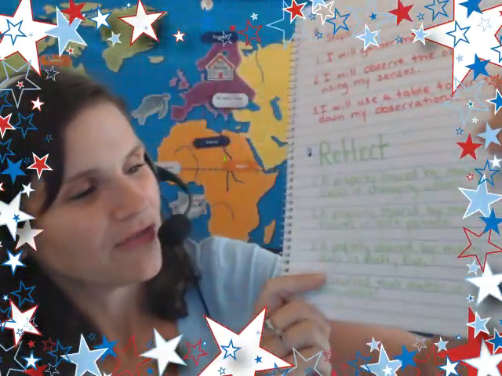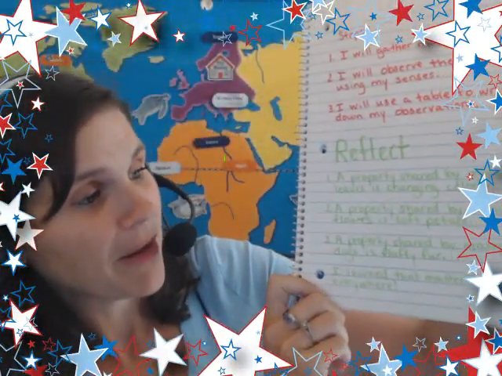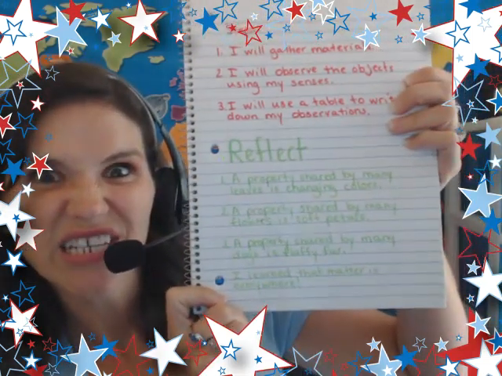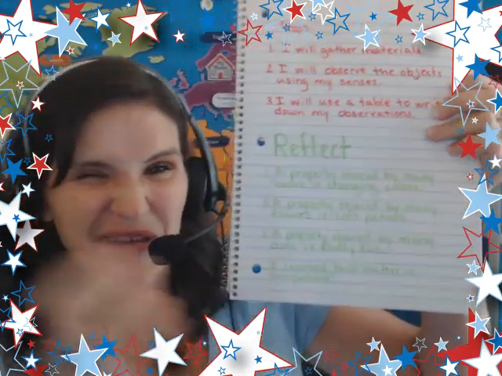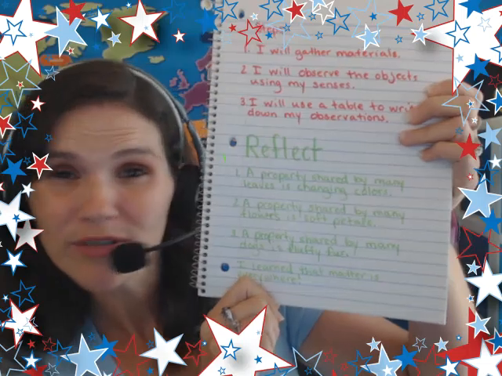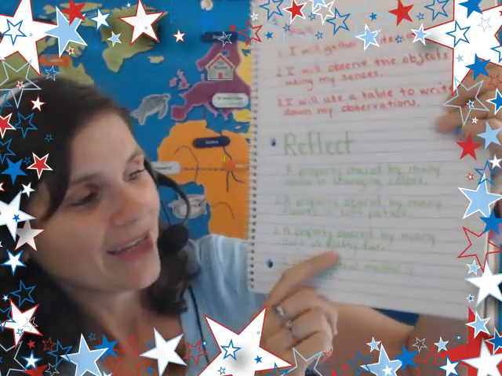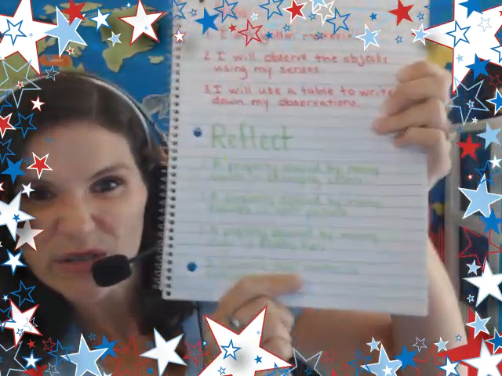Here is what I thought about and reflected on. A property shared by many dogs is fluffy fur, right? Some of them might be fuzzy instead of fluffy, but most of them are soft and fluffy. So I recorded that most of them have fluffy fur. So another texture one, and that's okay if you use the same property more than once. All right, let's go back to your lesson.